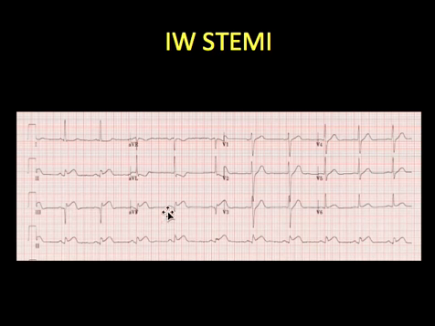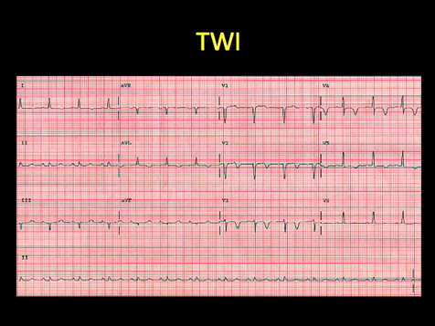These three are the inferior leads with reciprocal ST depressions and inversions, T wave inversions in the AVL. So this is inferior wall STEMI because inferior leads are showing changes. And we talked about infarction.